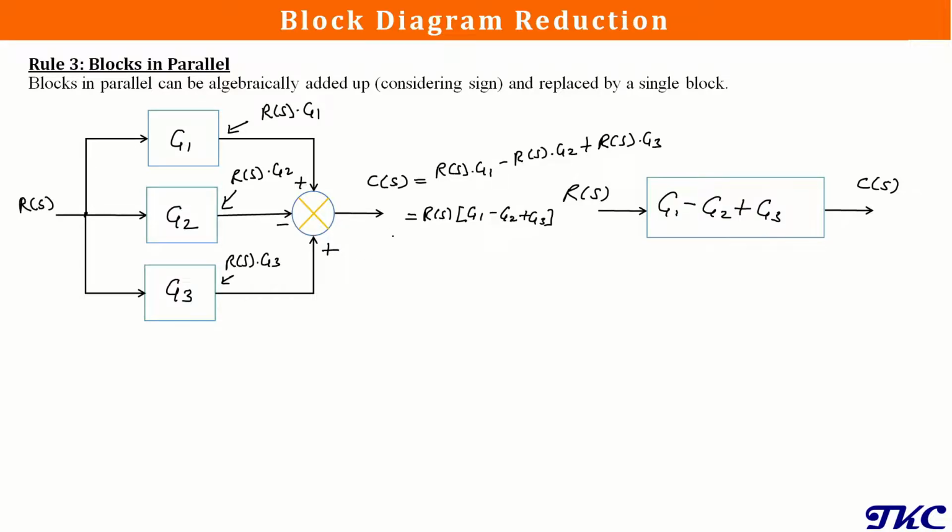And if we write this in terms of a transfer function, it will become C of S upon R of S, that is output upon input, and we will have the transfer function as G1 minus G2 plus G3. Similarly, if we find the transfer function for this equivalent block, it will be C of S upon R of S, that is output upon input, and it will be G1 minus G2 plus G3. So we can see here that for both cases the transfer function is the same. So we can replace a number of blocks in parallel with a single equivalent block.